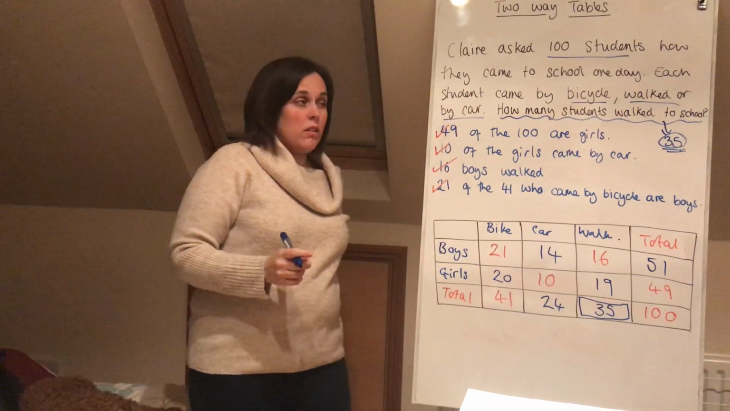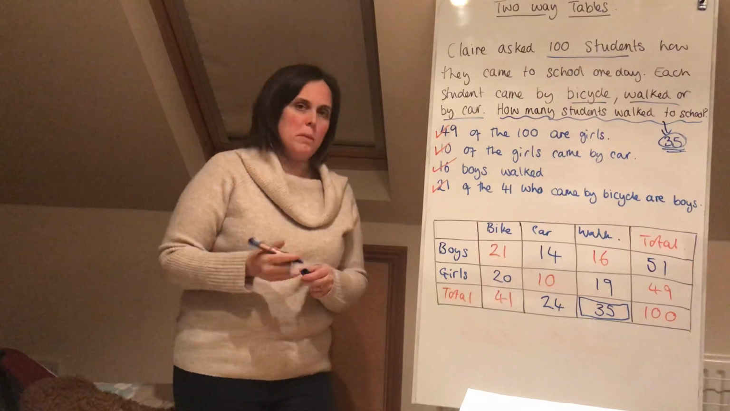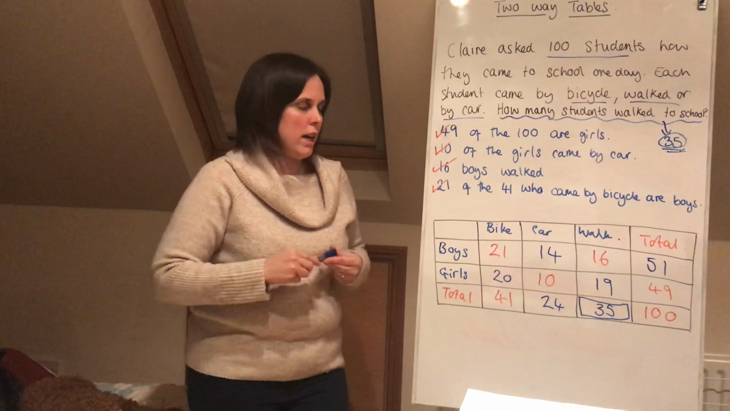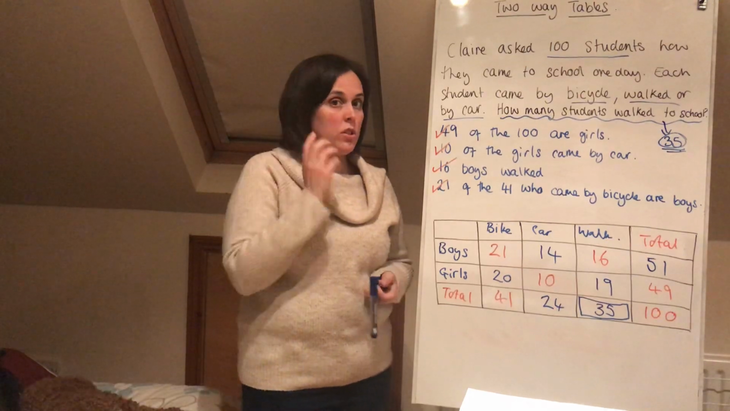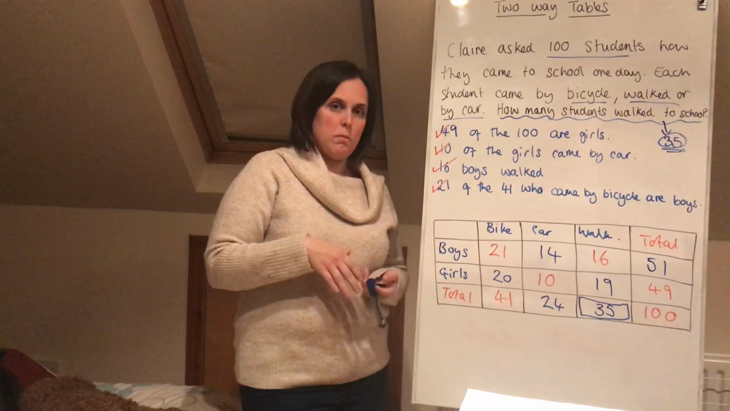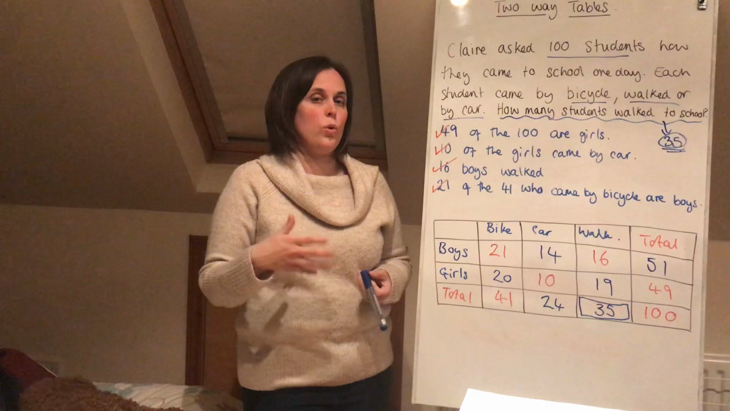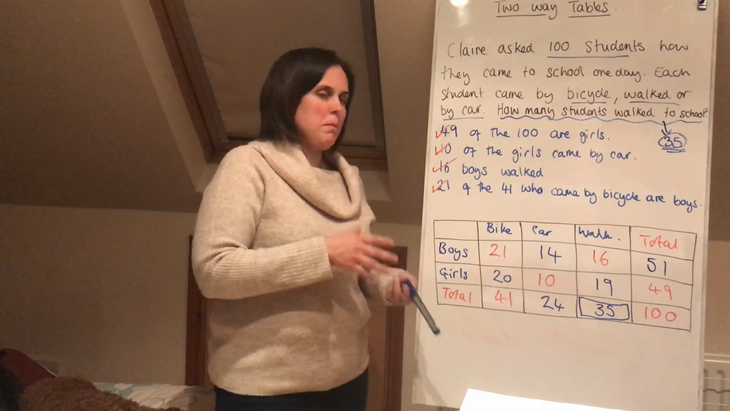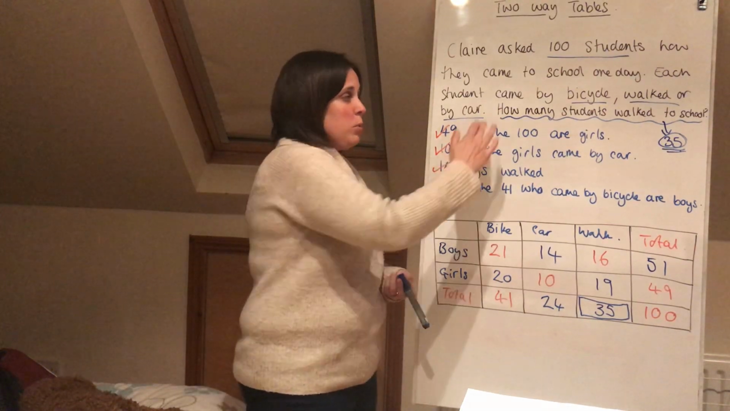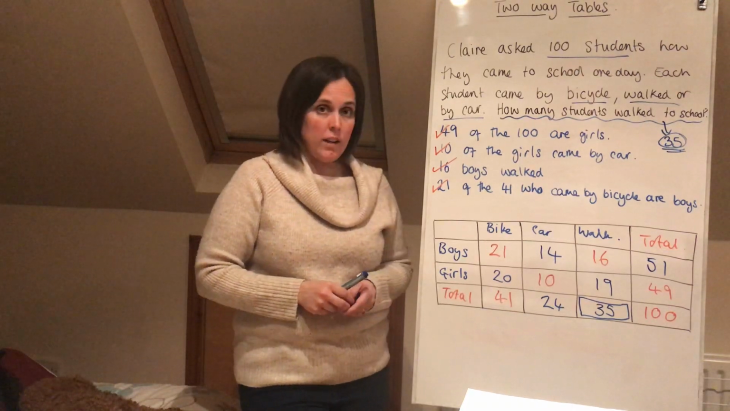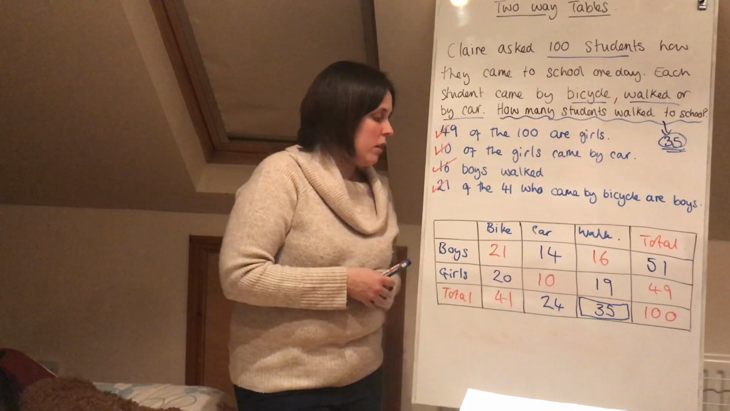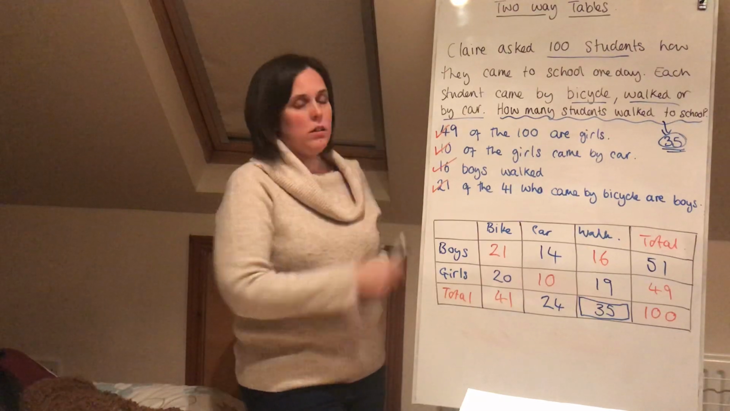Now, sometimes they do like to say to you, what's the probability if I selected a student at random that I would get someone who walked to school? So in that case the answer would be 35 out of 100, or 0.35. So it depends on what the question is, so it's really important that you read what it is that you're supposed to do and make sure you answer it correctly. And that is how you use a two-way table to answer a question.